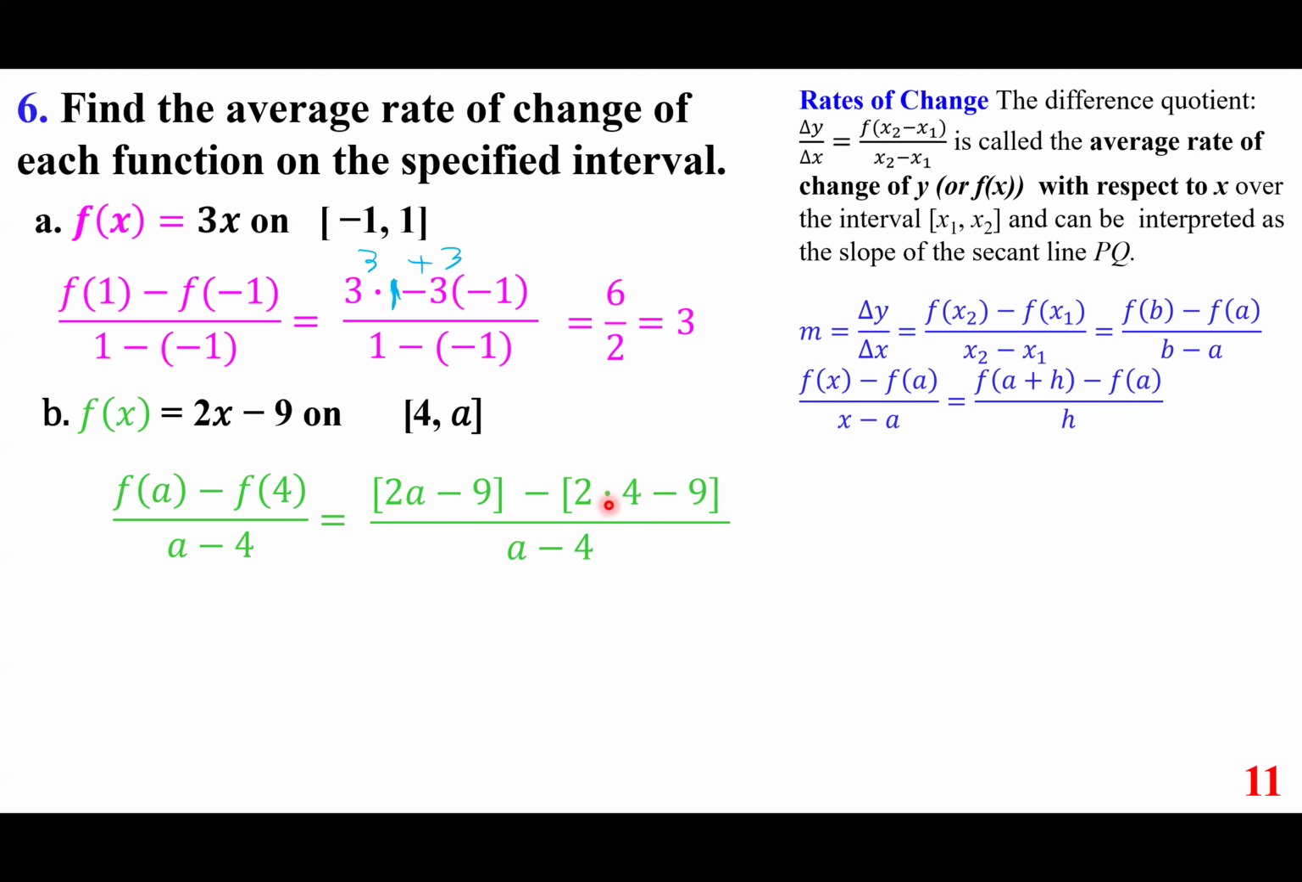So let's see what we get here. 8 minus 9 is negative 1. And this makes it plus 1. 2a minus 9 plus 1 makes it 2a minus 8. Obviously, we can factor the 2 from the numerator and then drop the common factor of a minus 4. The answer is 2.